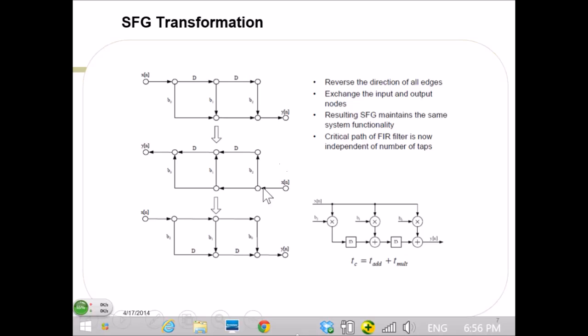Basically, if you look at the original one and this one, instead of the delays on the top line, if you do the reversing, you are seeing the delays on this one. Now when you look at the critical path, since you have the delay elements, the critical path is computed between the delay elements. So essentially, the critical path is reduced.